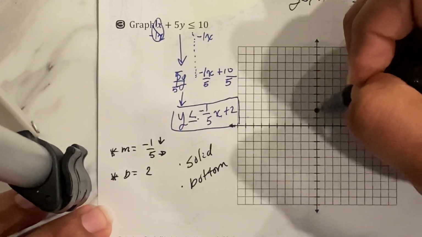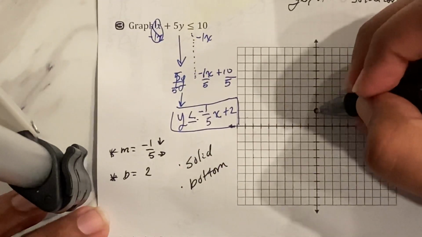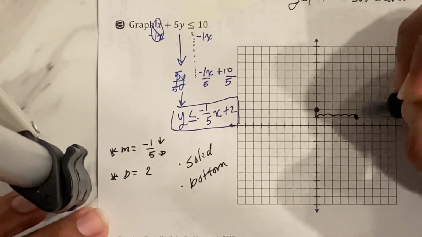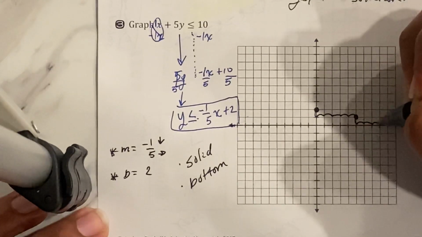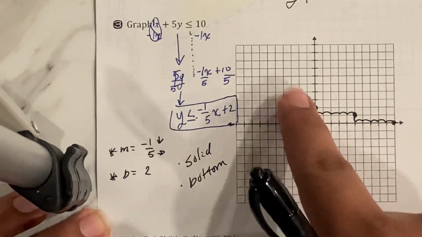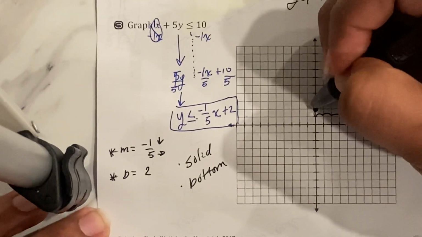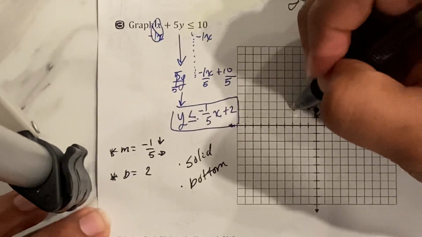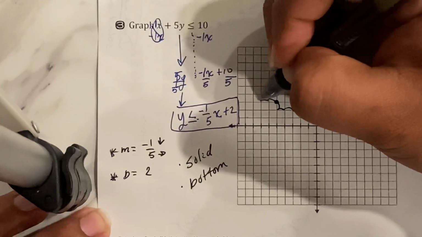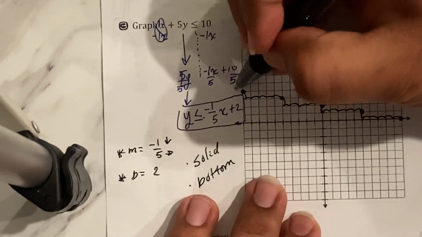1, 2. Put a nice point. Now we're going down to the right. Down 1. 1, 2, 3, 4, 5. Down 1. 1, 2, 3, 4, 5. Little staircase. We could do the same movement 5 to the left. 1, 2, 3. Oops. 4, 5. Up 1. 1, 2, 3, 4, 5. Up 1. It's a solid line, so boom.